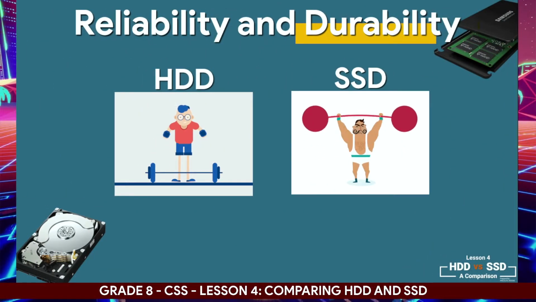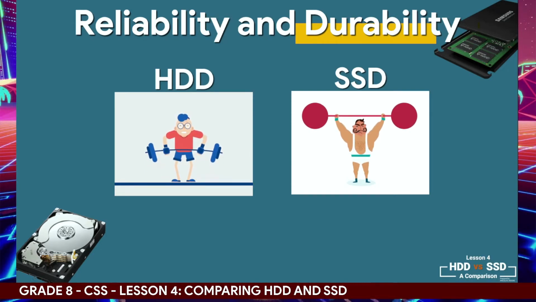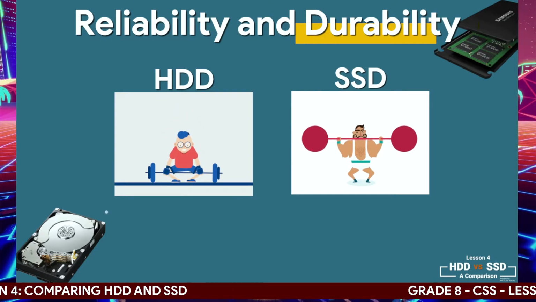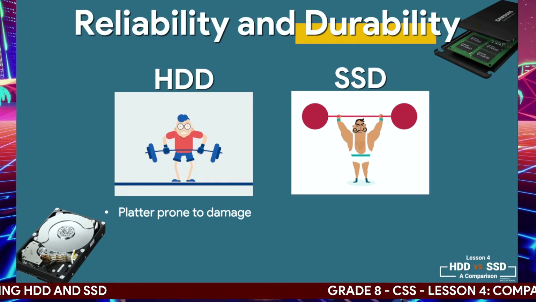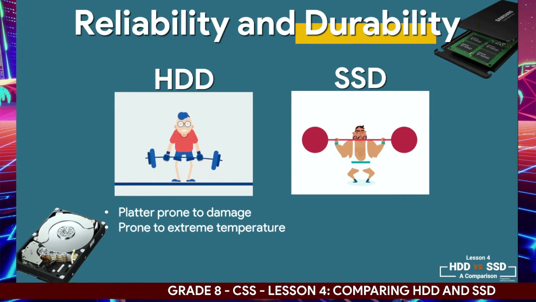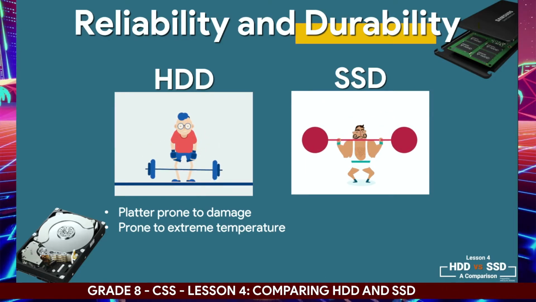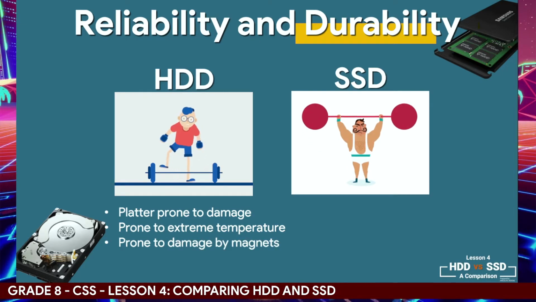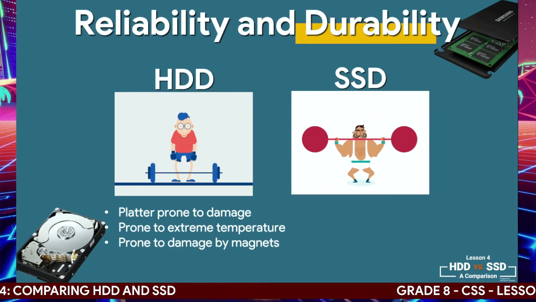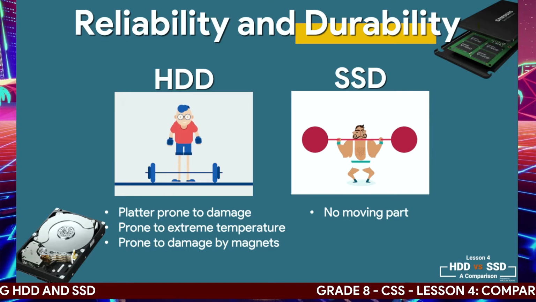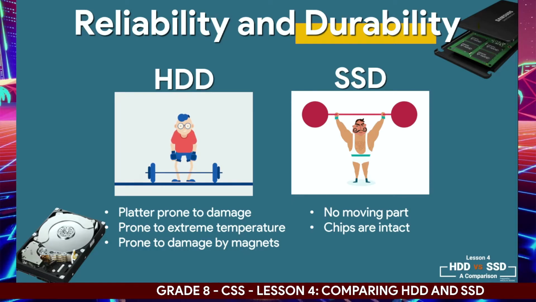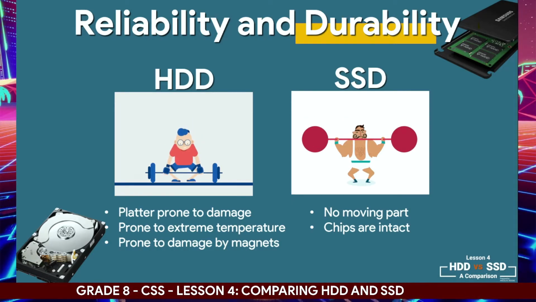Round 7. Reliability and durability. Which among them lasts longer? Since HDD has a rotating disk, its platter is prone to damage due to accidental drops, vibration, and shock. It's prone to extreme temperature due to the continuous and fast rotation of the disk. It is also prone to damage caused by magnets due to its magnetic field. On the other hand, SSD doesn't have moving parts, and all its NAND or flash chips are intact. So who wins in terms of reliability and durability? You know the answer.